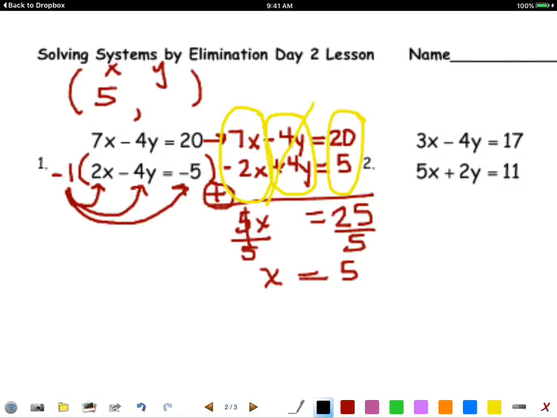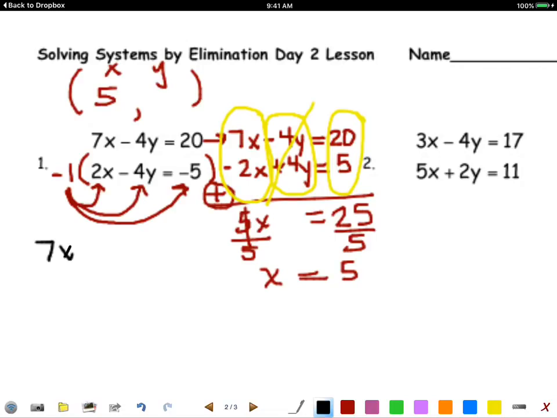Then, who remembers what we did after this? After we found either our x or y, what did we do next? Sergio? You plugged in the x on either equation? Yeah, we got to take that 5 that we just discovered, and we got to plug it in for x into either of the equations. You got to pick which equation. Okay, so any of those equations. So, Sergio, which one do you want to use? The top one.